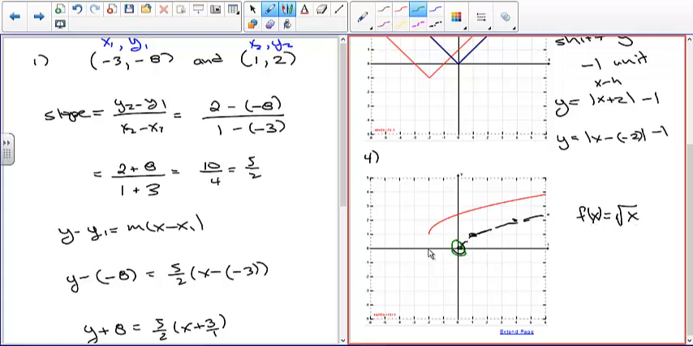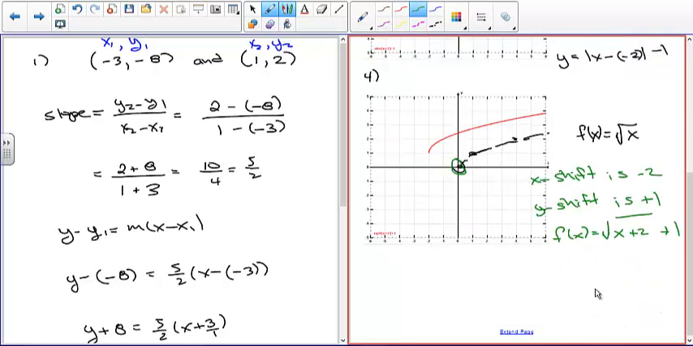You can see it's negative 2, positive 1. So what we could say is the x shift is negative 2, and the y shift is plus 1. And from an equation standpoint, you would have the square root of x plus 2, and then put a plus 1 outside the square root. So again, it's x minus h. So you can maybe initially think of it as x minus the amount of shift, which is negative 2, and then the additional part is the y shift. So if you have a negative times a negative, you get the square root of x plus 2 plus 1.